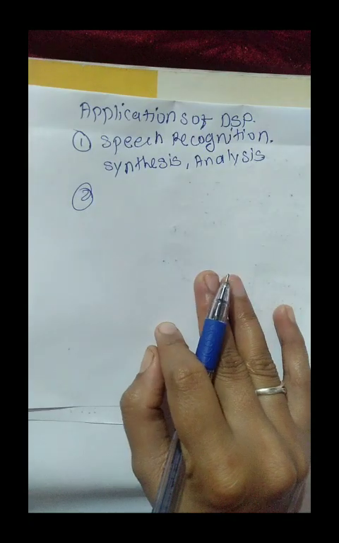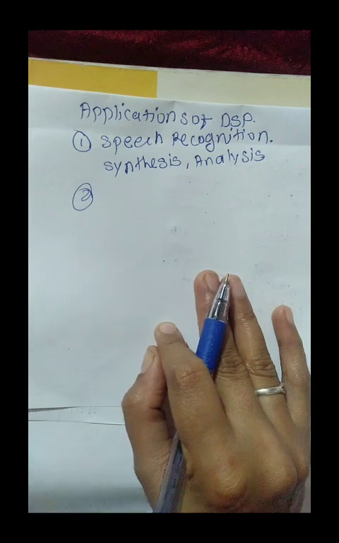Now the last part of this chapter is the applications of DSP. Digital signal processing systems are used in a variety of applications. Look around and we will find that every electronic system has a DSP in it. So, tell me some applications. The first is speech recognition, synthesis and analysis. Second is image processing applications.